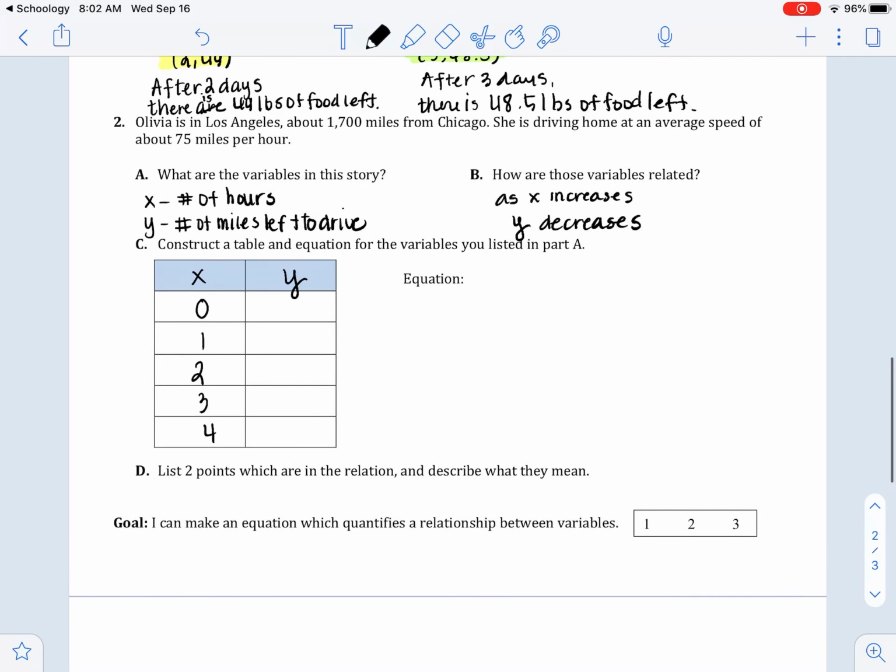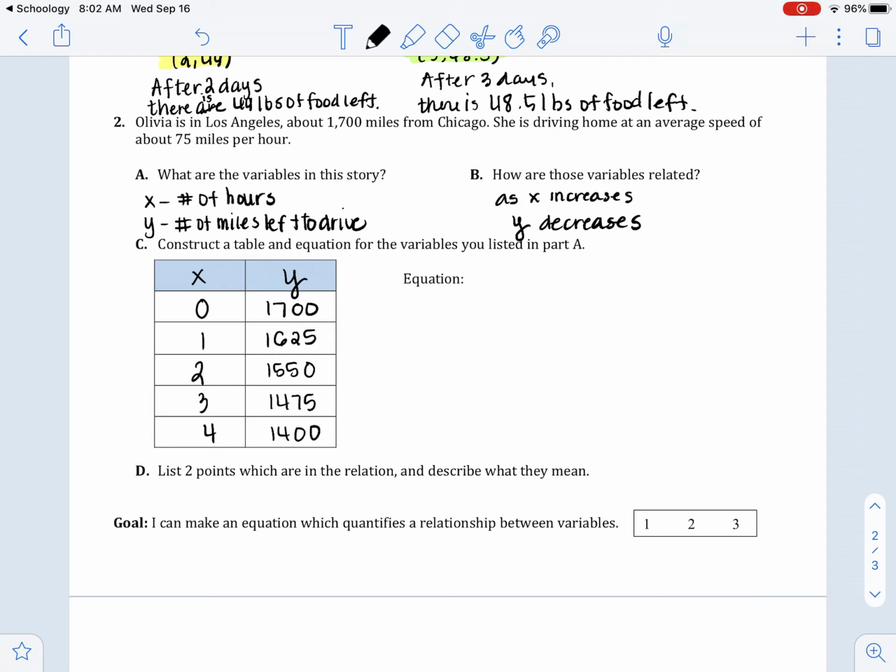After 0 hours, how far is she from Chicago? 1,700 miles. After 1 hour, she's driven 75 miles. I'm going to do 1,700 minus 75, which is 1,625. Now I'm going to keep subtracting 75. So after 2 hours, she's only 1,550, then 1,475, and then 1,400.